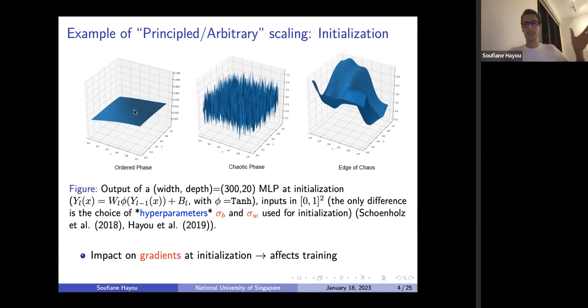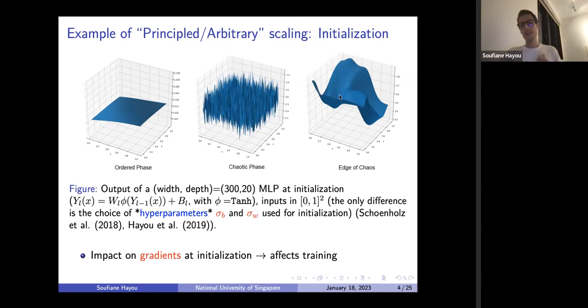So it's not using the data, which means that the gradient here at initialization will be bad, and typically your model will not train in this case. Same thing here, you have a very unstable network output, meaning that if you change the input just a little bit, you get a completely different output. Also, the gradient here will be unstable, and the model will not be trainable in this case.